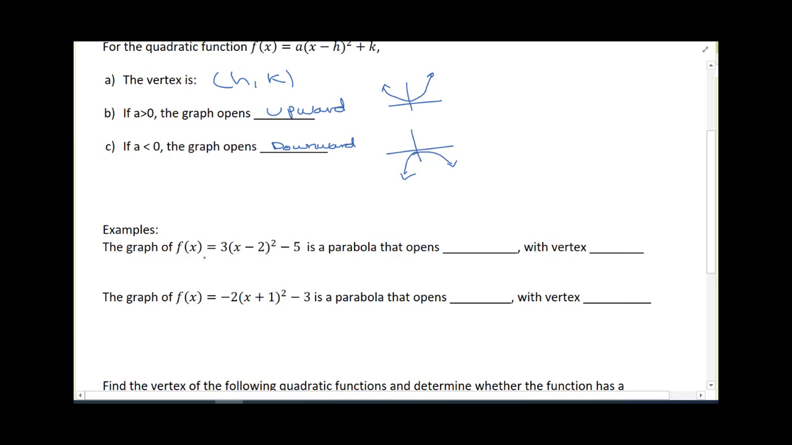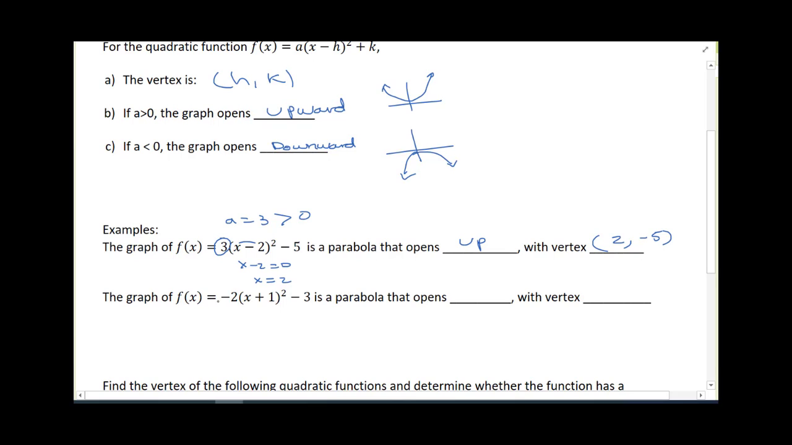The graph of this is already in vertex form, so I can identify the vertex and which way it opens. So the parabola opens which way? Upward or downward? Do we have a happy face or a sad face? Well, the coefficient, this is our a, is equal to 3, which is greater than 0. It's positive. So the parabola is going to open up. The vertex is going to be whatever makes that inside 0. So x minus 2 is 0 when x is 2. So at (2, -5). The y value, the k, we keep the sign. And let's move on to the next one.